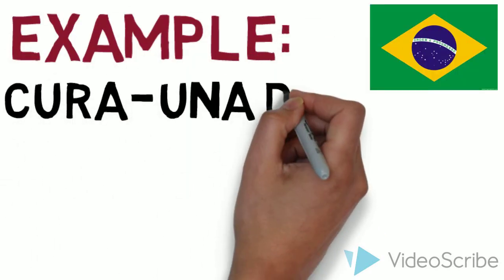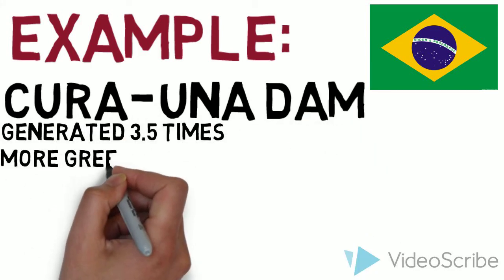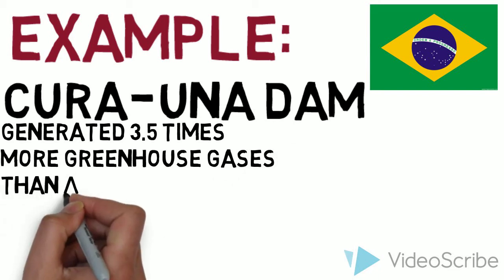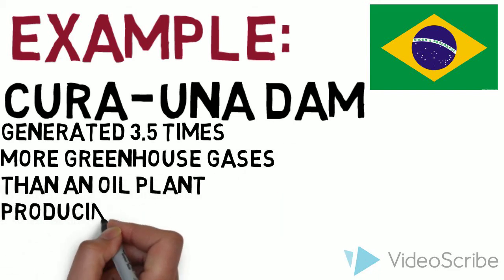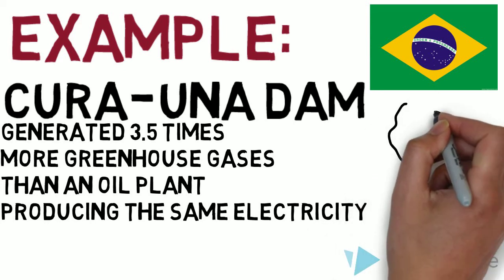For example, in 1990, it's estimated that the Curuá-Una Dam in Brazil generated 3.5 times the amount of greenhouse gases than the same amount of electricity produced by an oil plant. This impact is particularly important in South America and the tropics.